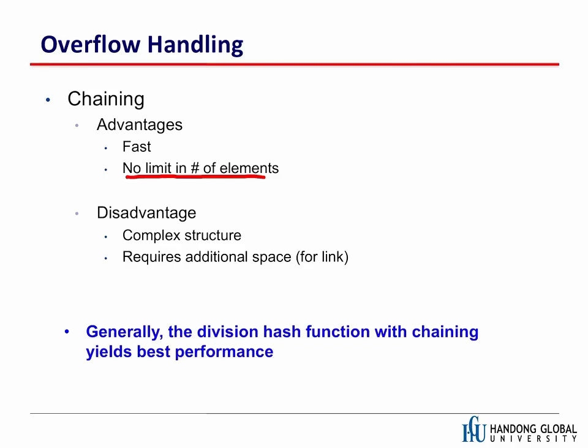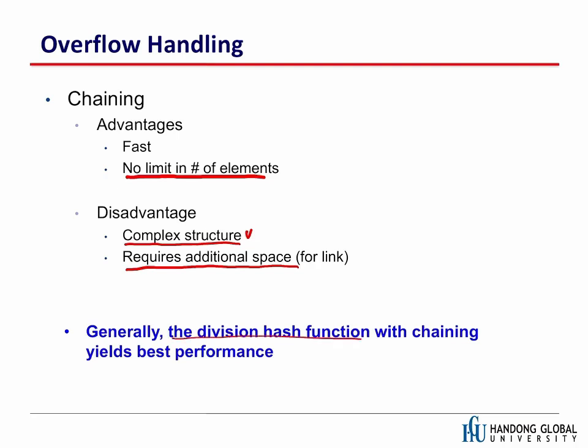If we have n buckets, then we need n linked lists. So we have to manage all these linked lists. It says complex structure, but it's not that complex. Okay, but compared to other hash tables, this one might be a little complicated. Then it requires additional space for the pointers. Okay, so as long as we can pay that cost, then chaining is the best.